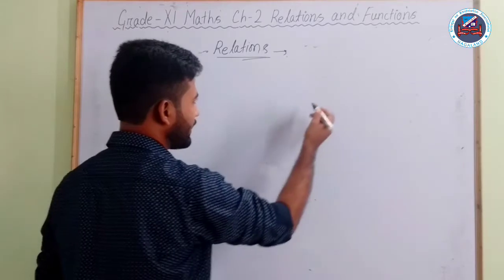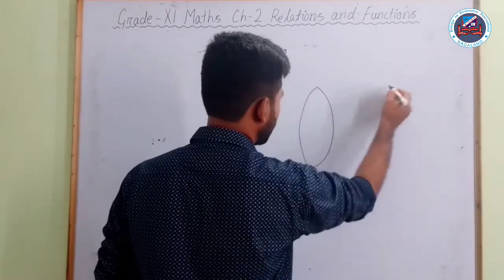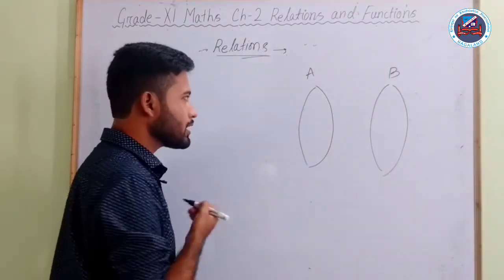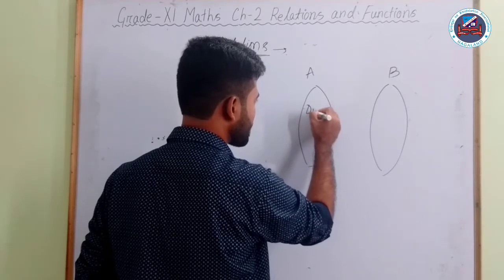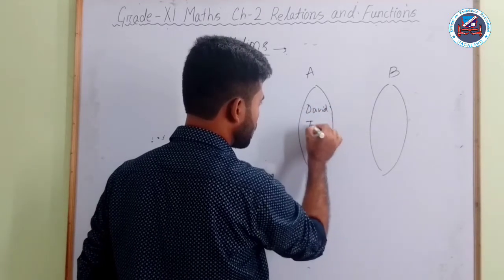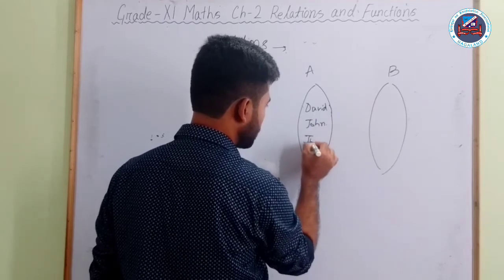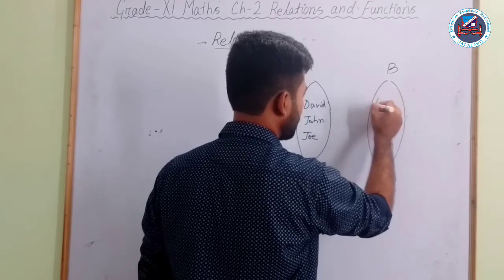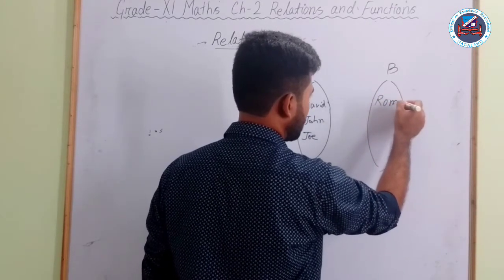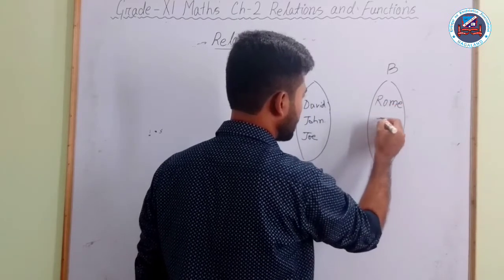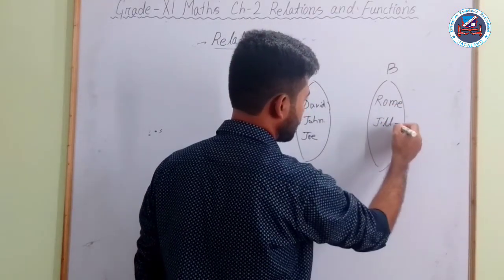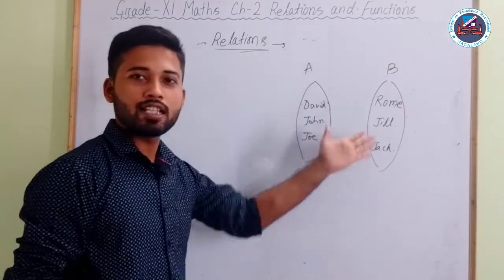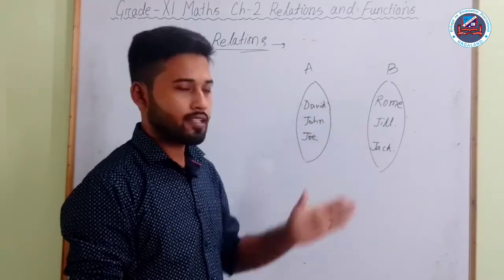So for example, if I take two sets, suppose this is the set of persons and this is the set of other persons. Here let me take three elements, suppose David, John and Joe, and here let me take Rome, Jill, and Jack. So suppose these are the six persons we have taken.